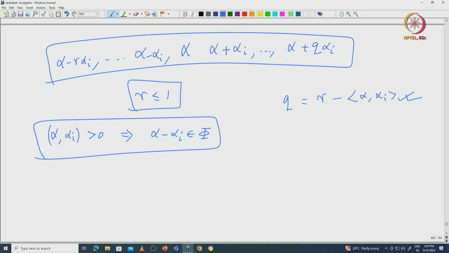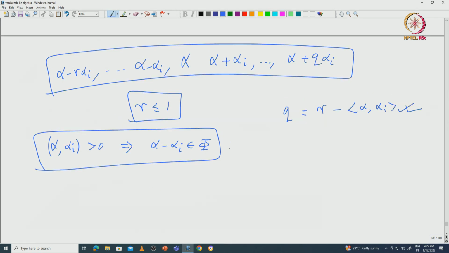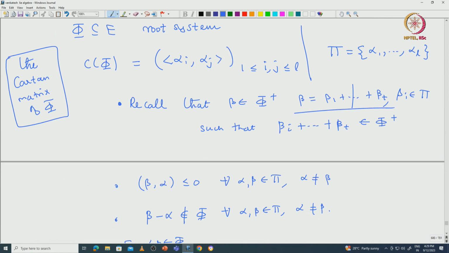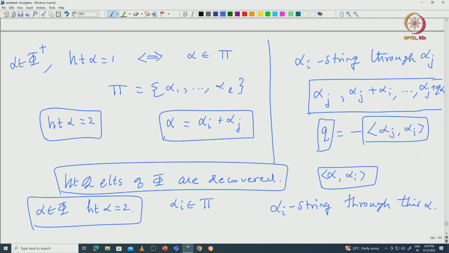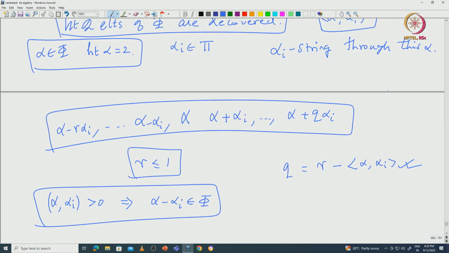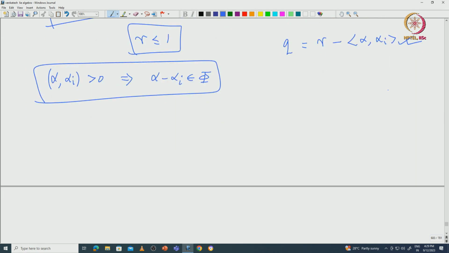Now, using our earlier result that any positive root can be written as a sum of the simple roots, you can see that with this procedure, if you go further and further, in finitely many steps you will be able to recover all possible roots, or positive roots, of Φ.